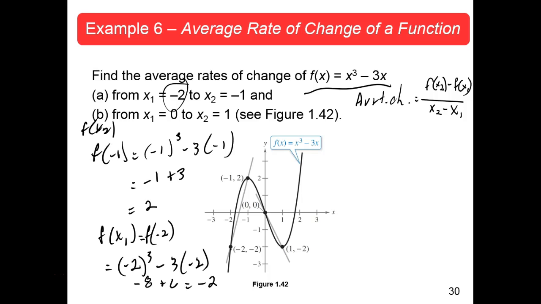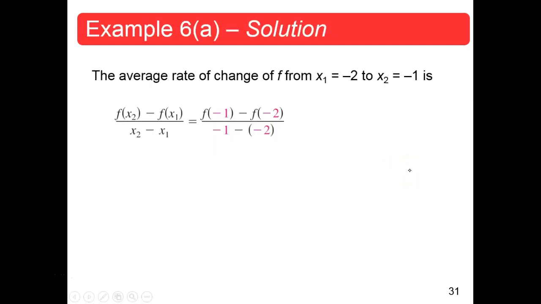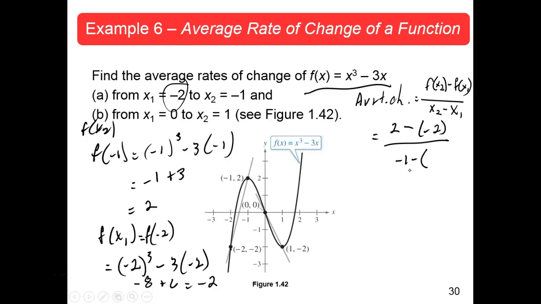Okay, so now we got everything we need. The average rate of change between those 2 points is f of x2, which would be 2, minus f of x1, which would be negative 2, minus a minus 2. Okay, all these signs, keep up with them. And the x2 we already knew, negative 1, minus, and the x1 was negative 2.